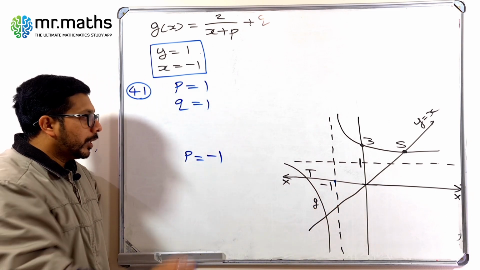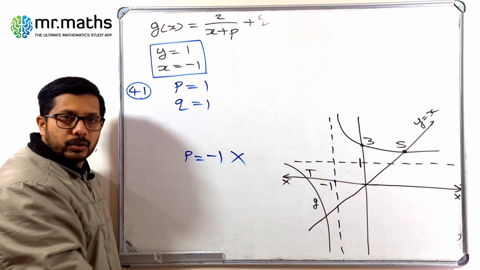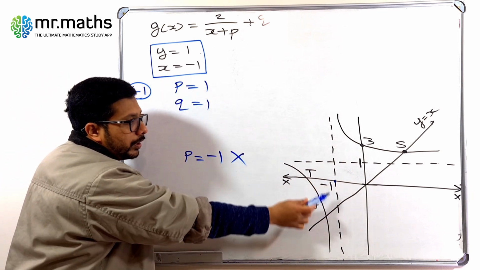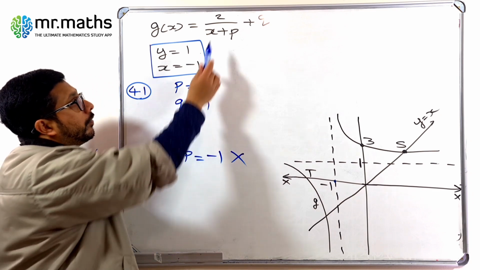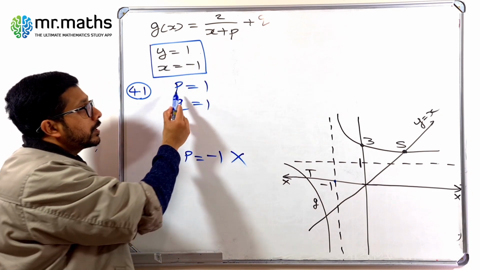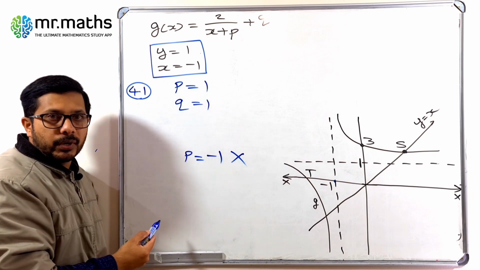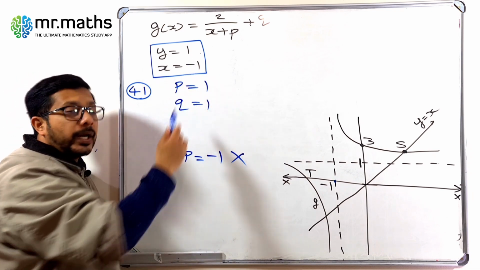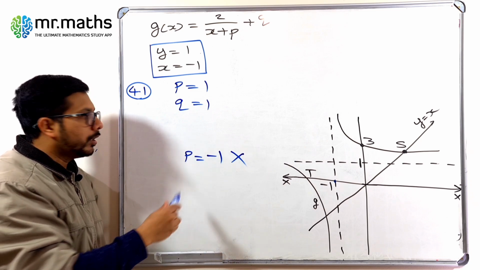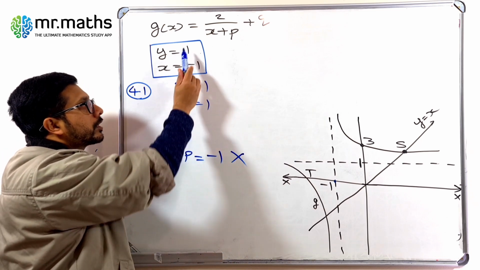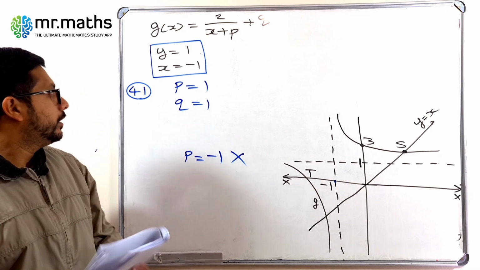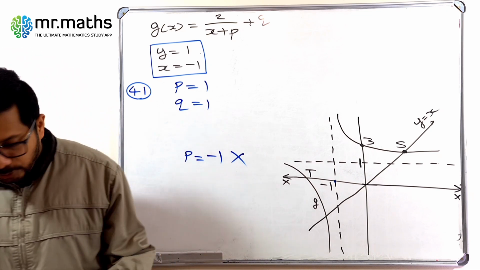If you write it like this, it is wrong. Because on the graph, when x is equal to minus 1, what is this P? You have to write positive 1. So you must write P is equal to positive 1 because x is equal to minus 1 is the asymptote. But here there is no problem. You can just write Q as 1, there is no change in sign. Anyway, that is 4.1.